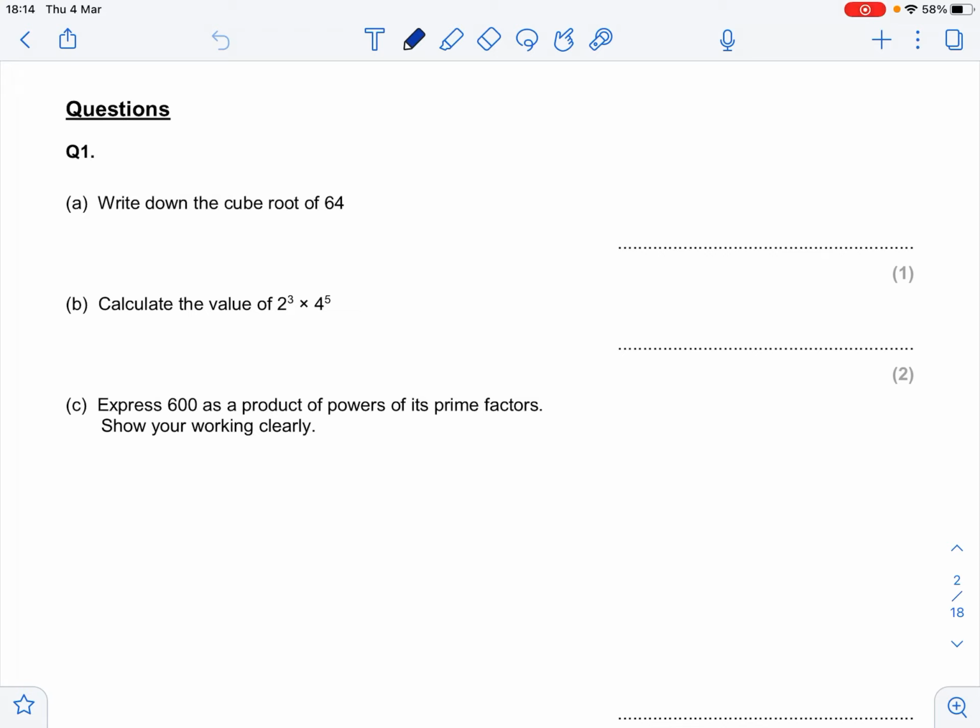So question 1, write down the cube root of 64. So remember, cube root of 64 is this. A lot of you have written 4 cubed. So 4 cubed is equal to 64. But the question is that we want to find the cube root of 64. So cube root just means the cube root of this number, and this would equal 4. So the cube root of 64 would just be 4.